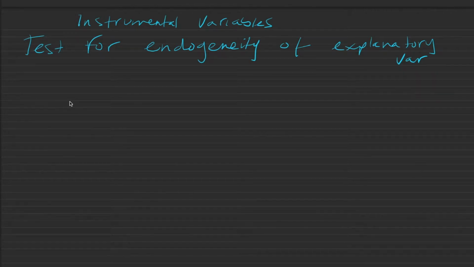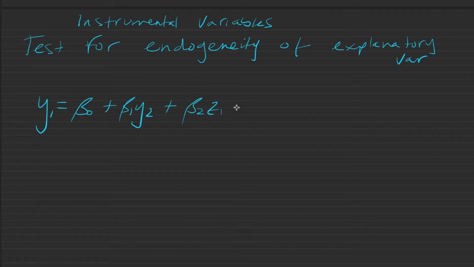Consider a structural equation y1 equals beta naught plus beta 1 y2 plus beta 2 z1 plus beta 3 z2.